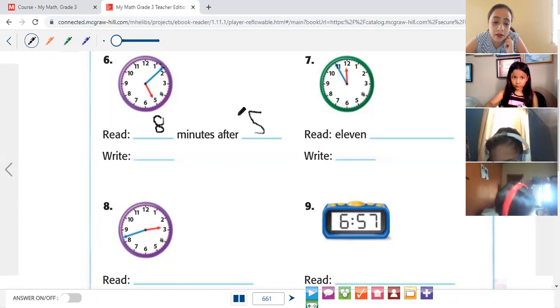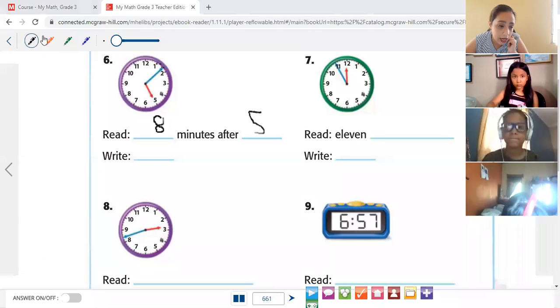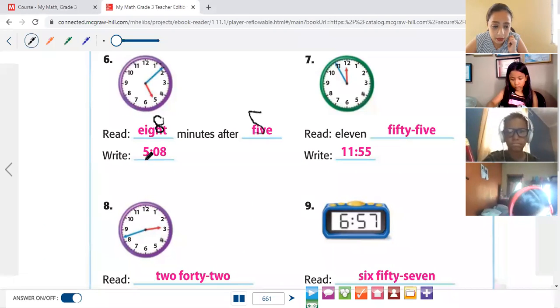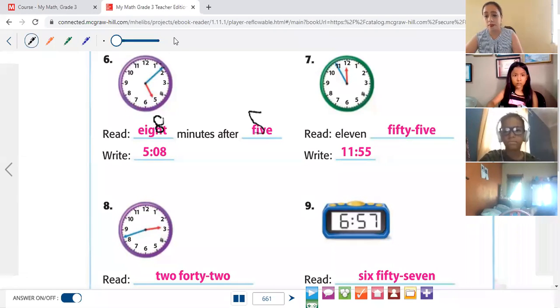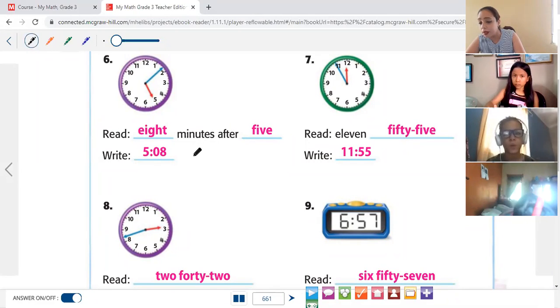8 minutes after 5. But in here, you have to write it in words, okay? Words, not numbers. So you need to write it like this: 8 minutes after 5. Escriben así. Okay? 8 minutes after 5. Write the answer for number 6. And in numbers, it is 5:08. Now let's do number 7.